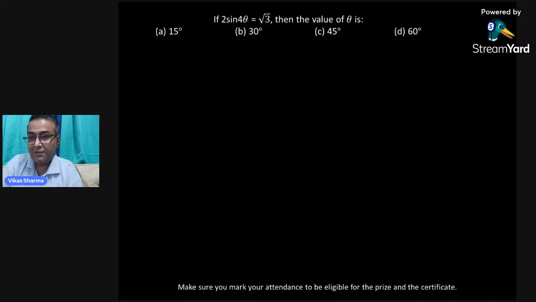Okay, I know silly mistakes are possible. Bhishmesh is saying he made a very silly mistake. It sometimes happens, but you have to be very careful, especially when you are appearing in an exam, because those silly mistakes can prove to be very costly. So if 2 sine 4 theta is equal to root 3, then what is the value of theta? Very simple question.